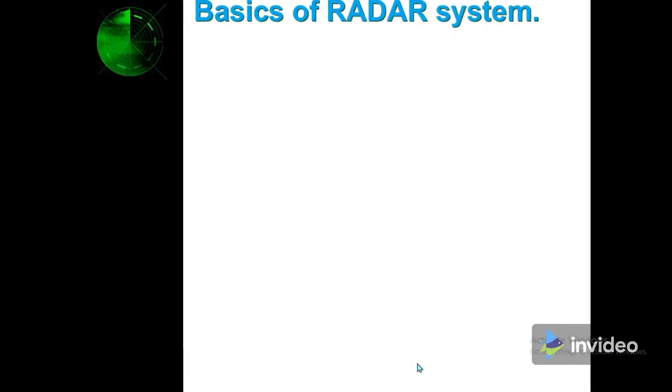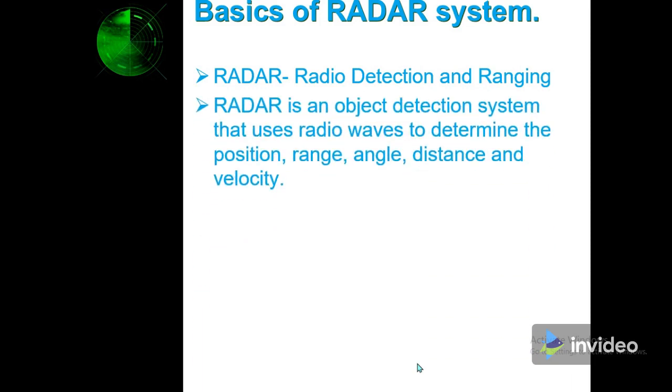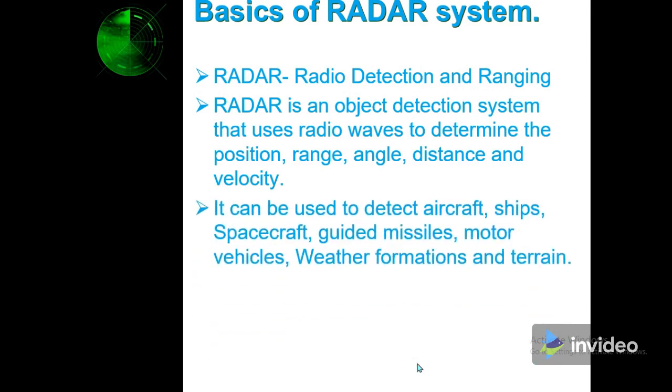Okay, so basics of radar system. Radar's full form is radio detection and ranging. R stands for radio, the A between R and D stands for nothing, the D stands for detection, and the last R stands for ranging. Radar is an object detection system. It uses radio waves to determine the position, range, angle, distance, and velocity. It can be used to detect aircraft, ships, spacecraft, guided missiles, motor vehicles, weather formations, and terrain.